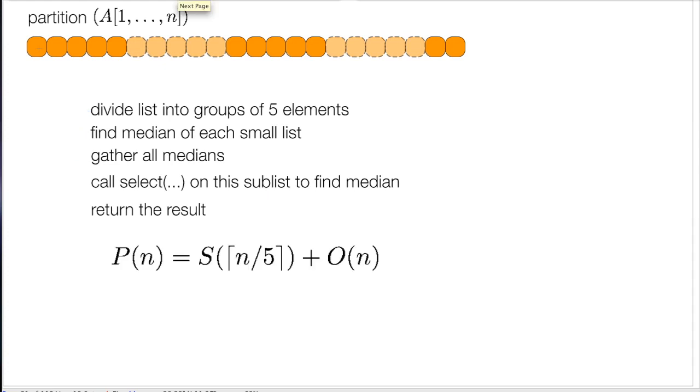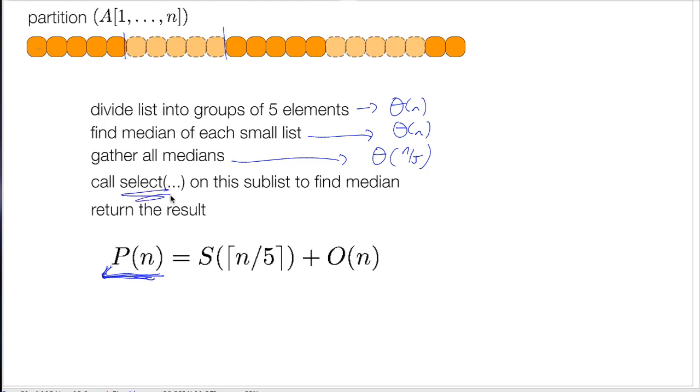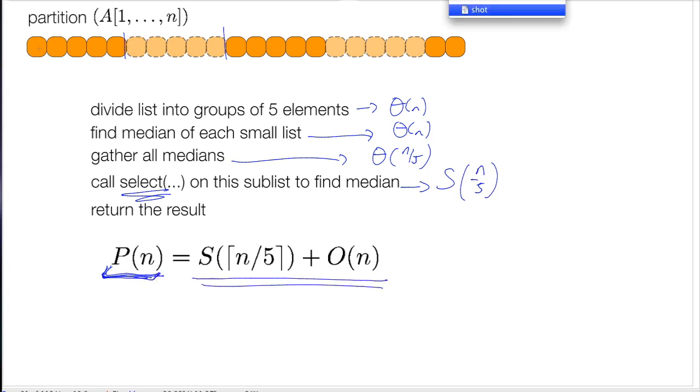The first step to analyzing this algorithm is to write the recurrence for this partition step. So P(n), this takes order n steps. You just group this list. You find the median of each of these groups, again order n steps. And gathering all the medians takes order n over 5. And this step right here is what takes the time. S is going to be the time it takes to run select on a list of size n over 5. And so the recurrence for P(n) is going to be this right here. Let's remember that.